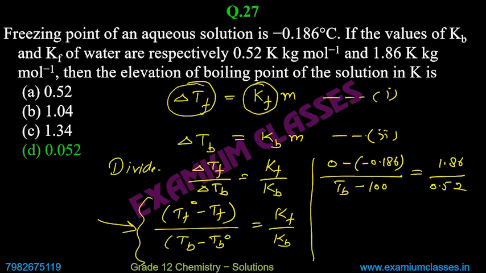No, elevation is asked. Okay. Elevation is asked, not the boiling point. So you just need to calculate delta TB. You don't need to change it. So that is even easier. Delta TB will be so low. TB cannot be 0.052. TB will be greater than 100.